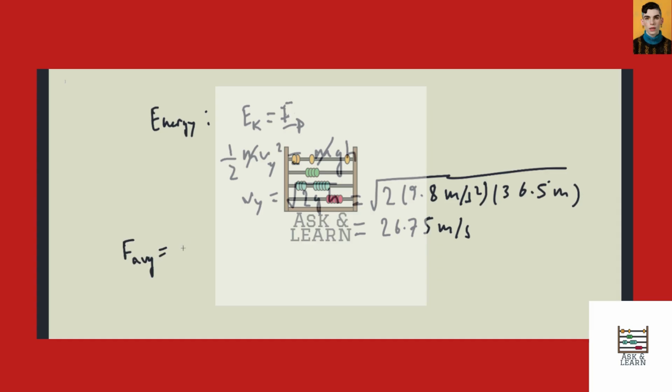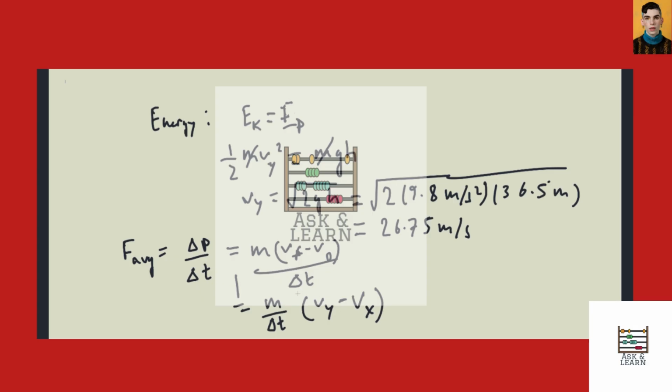Average force is just delta p, the rate of change of momentum, delta p over delta t. That's mass times final velocity minus initial velocity, over delta t. What we know is the mass and delta t. Vf, the final velocity, is Vy entirely. There's no x component to it. And the initial velocity, V naught, is just, let's call it Vx, because it just has the x component. So let's go ahead and write that out.